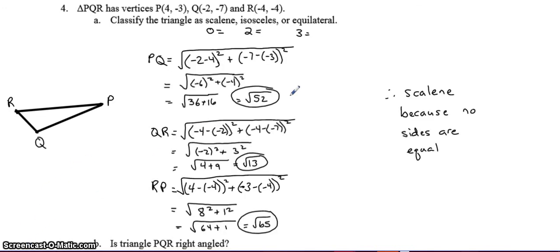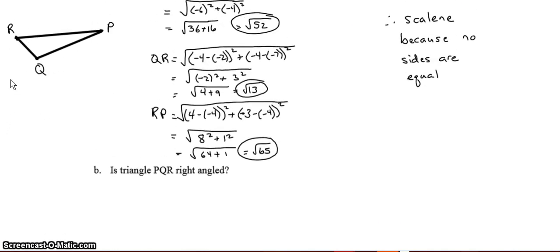Okay, welcome back to the video. You can check the length of your three sides: root 52, root 13, root 65. If you didn't get any of those, check your work in here. Make sure all three sides are labeled. And when you are asked to classify it, we're not only going to say it's scalene, but we also have to say why, and that's because no sides are equal.